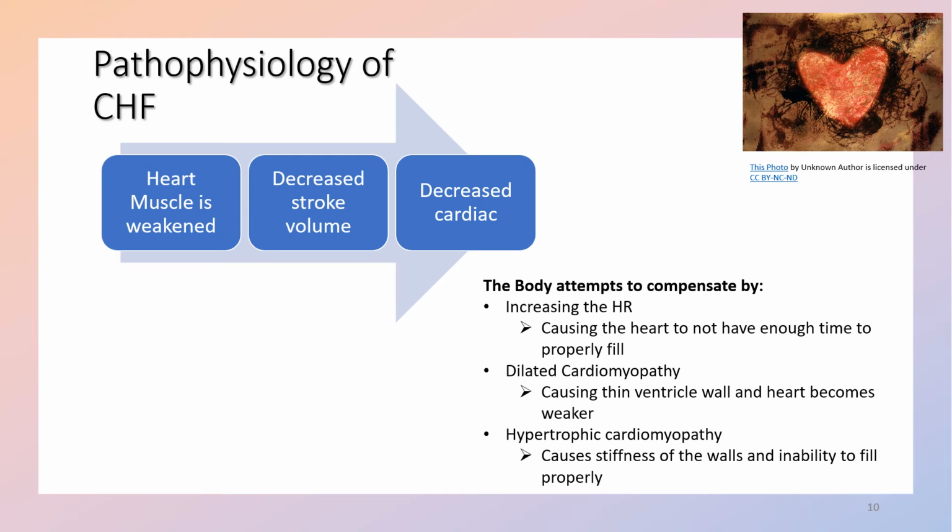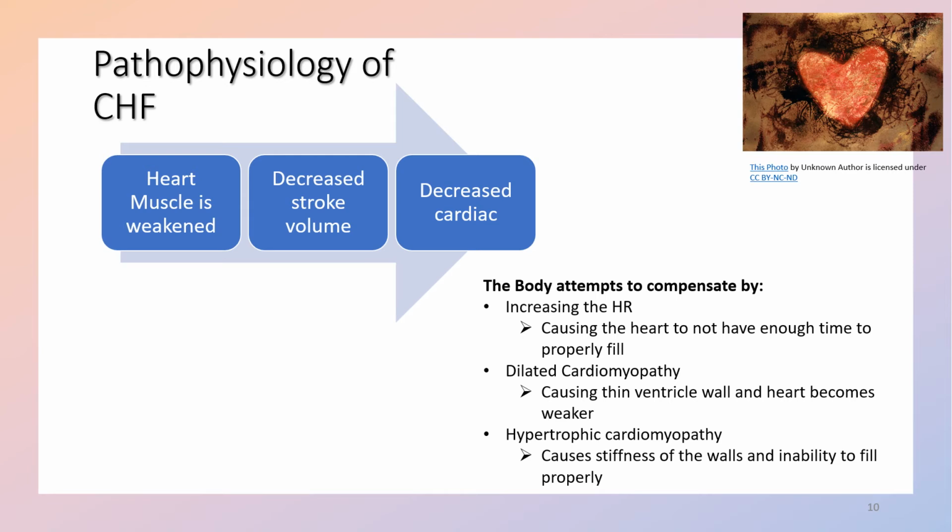Also, the ventricle may become thicker, which is hypertrophic cardiomyopathy. This causes stiffness of the walls and an inability to fill properly. So it's like all this is causing just one thing after another, just a big cycle.